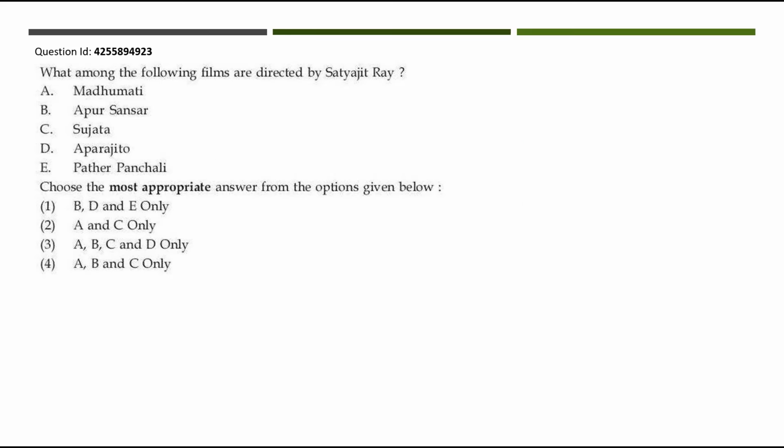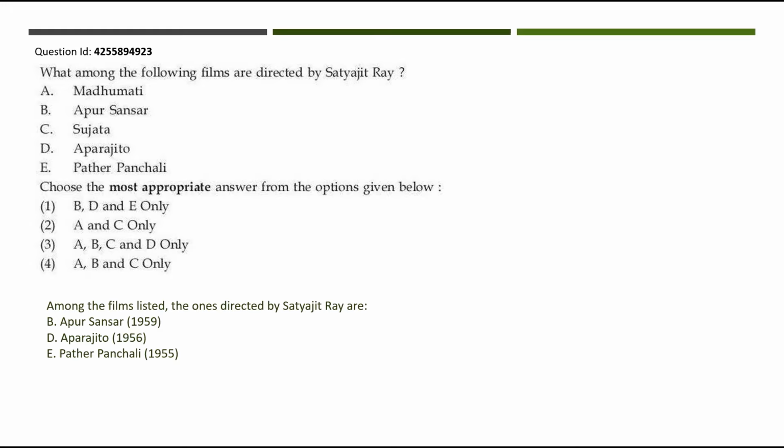Next question. What among the following films are directed by Satyajit Ray? Among the films listed, the ones directed by Satyajit Ray are Apur Sansar, released in 1959, which is B option. Aparajito, released in 1956, in D option. Pathar Panchali, released in 1955, that is in option E. Option number 1, B, D and E only will be the right answer.